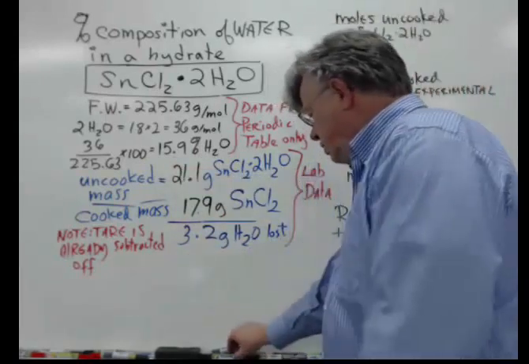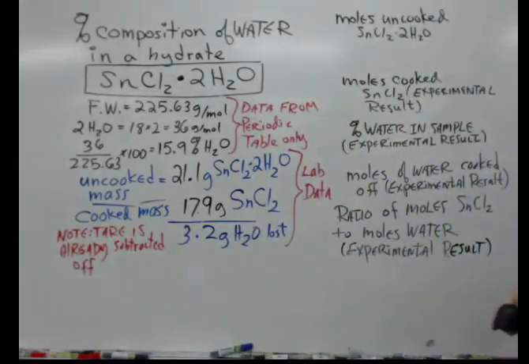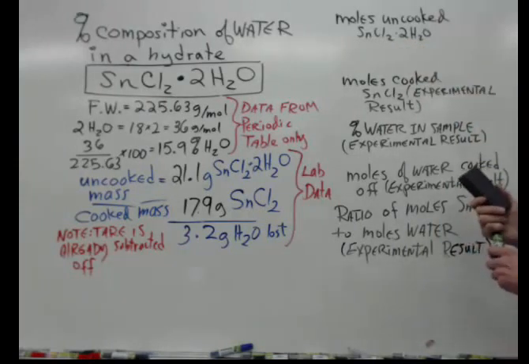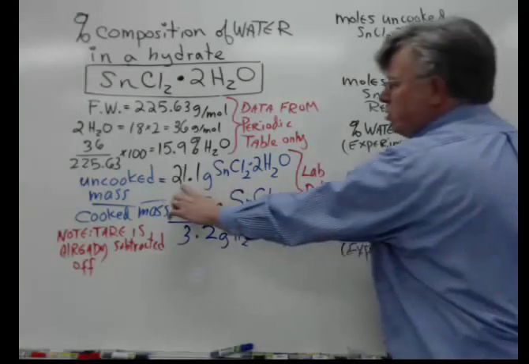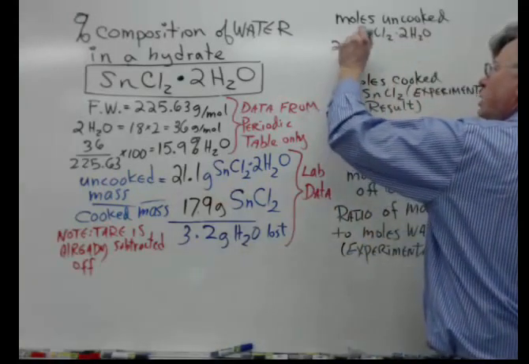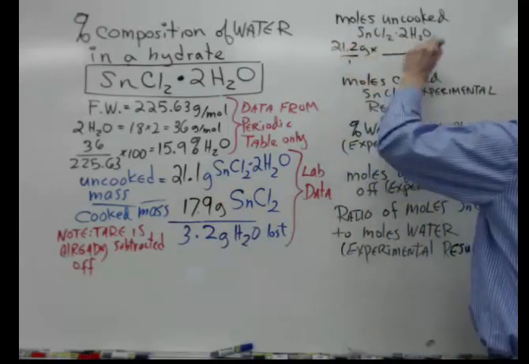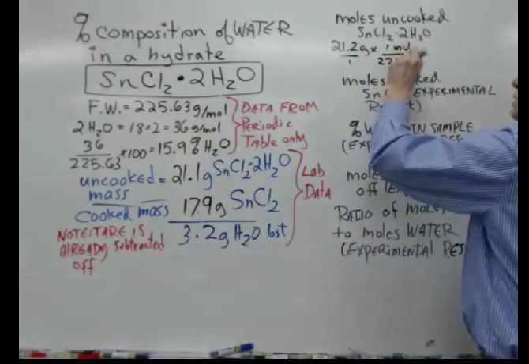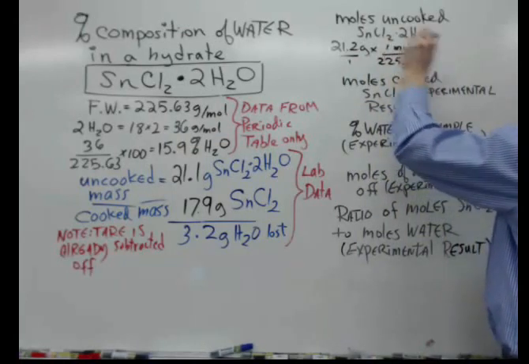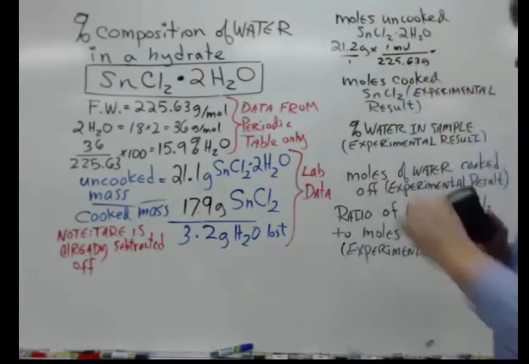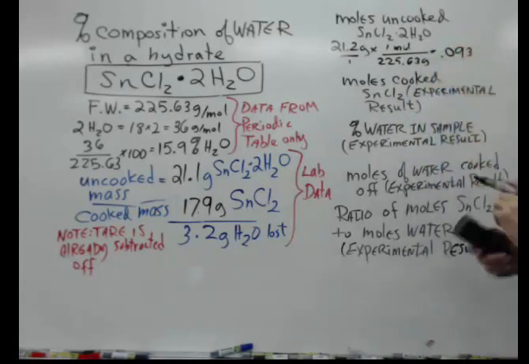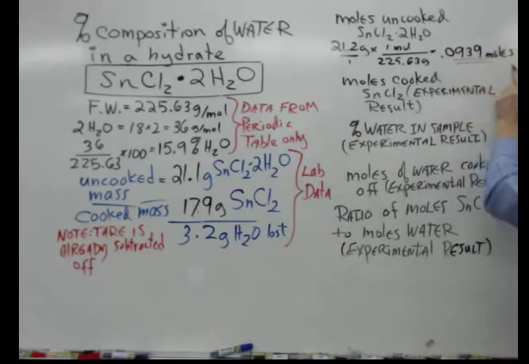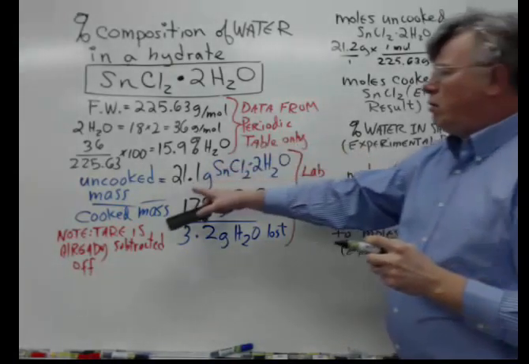Okay, so as the calculations go, in the lab write-up, the first thing we need to do is figure out the moles of uncooked tin(II) chloride dihydrate. And the way you get that is you take the original mass of the sample, that's 21.2 grams, and we're going to divide that by the molar mass of the entire formula weight, 225.63 grams per mole. Okay, I calculated that to be 0.0939 moles. So that is the theoretical total number of moles in our original sample here.